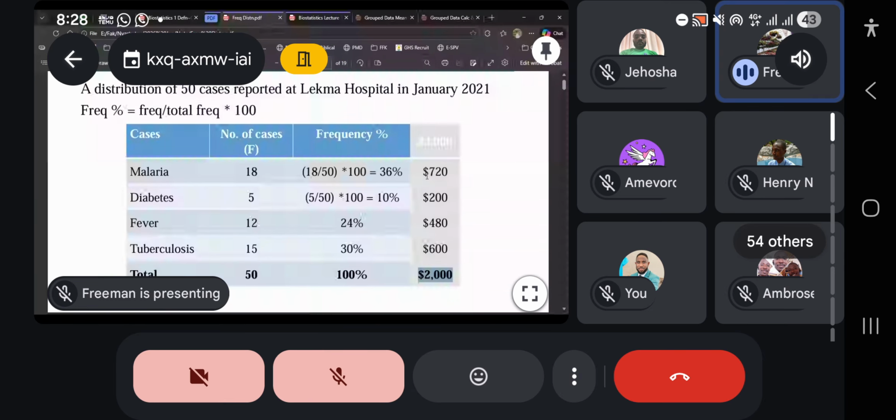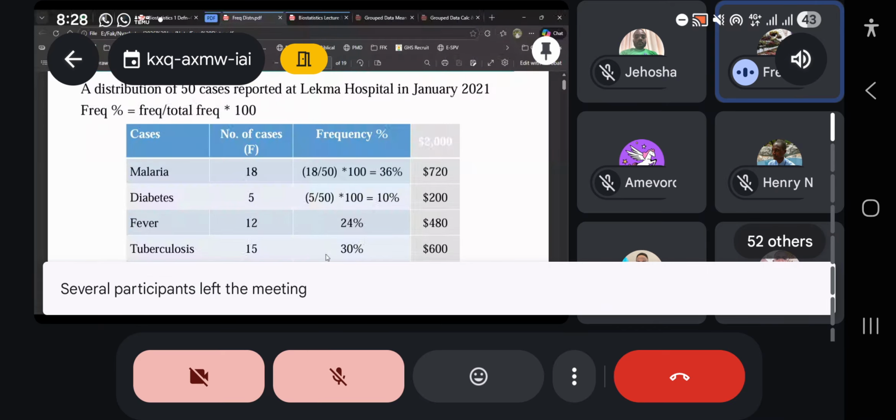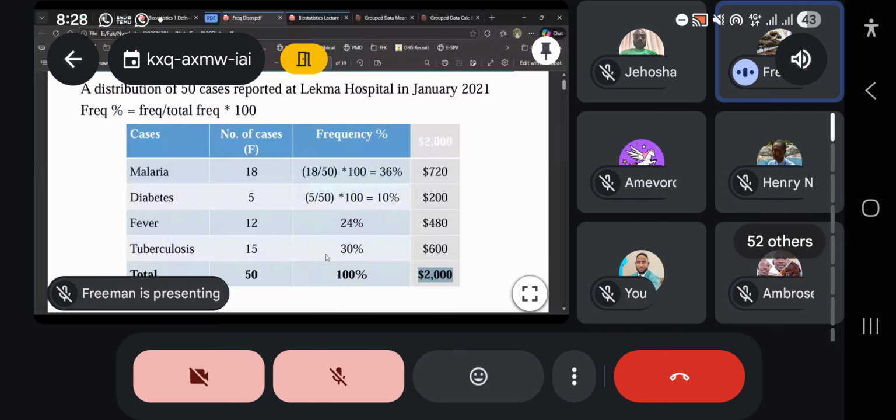So this tells you that you have to spend $720 out of the $2,000 on malaria, $200 out of the $2,000 on diabetes, $480 out of the $2,000 on fever, and you spend $600 on TB. This is how useful relative frequency can be for the work you do.